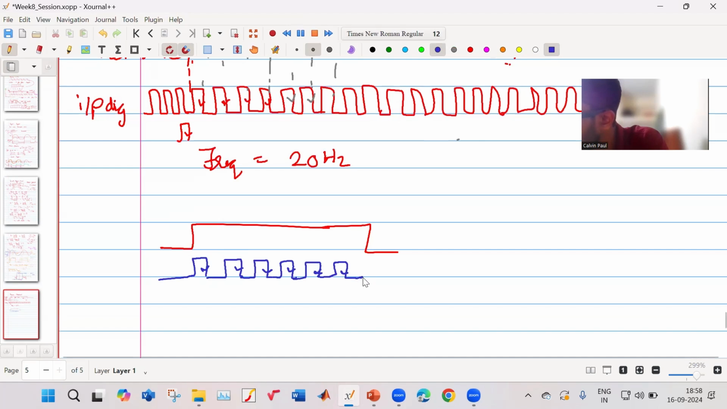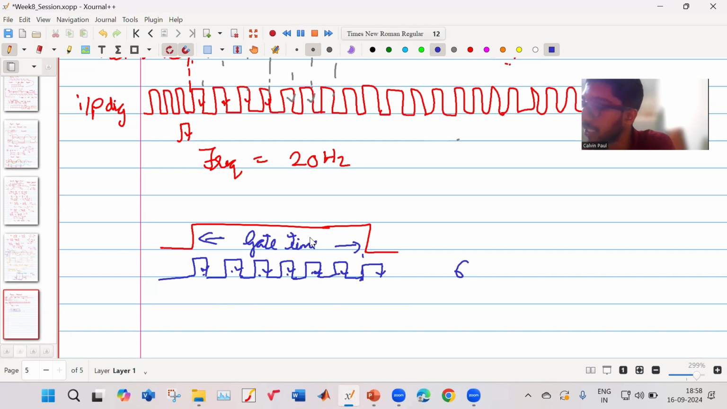Let us say we have a signal which is like this. Okay. So now, if this is the gate time, I'm getting 1, 2, 3, 4, 5, 6. I'm getting a count of 6, right? Suppose my gate time is 1 second. This is 6 hertz. But what if there is a shift? What if there is some slight shift?